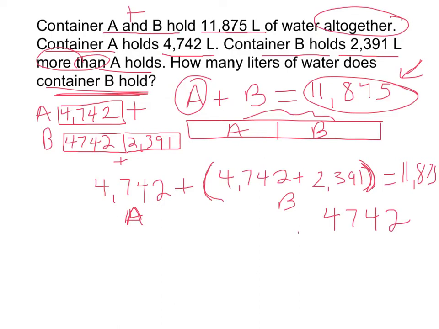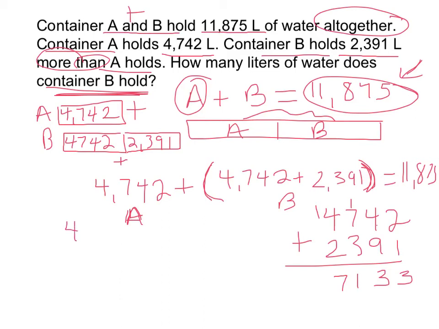4,742 plus 2,391. 2 plus 1, 3. 4 plus 9, 13. Carry my 1. 7 plus 3 is 10, plus 1 is 11. Add my 1. 1 plus 4 is 5, and 2 is 7. 7,133 is what I think the answer is, but I'm going to make sure.